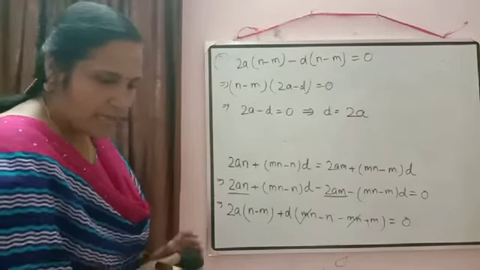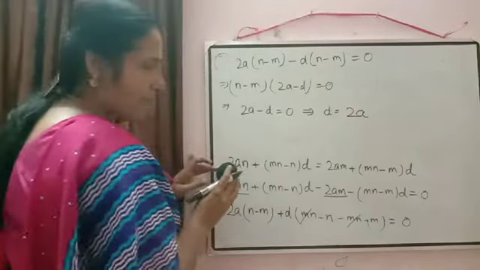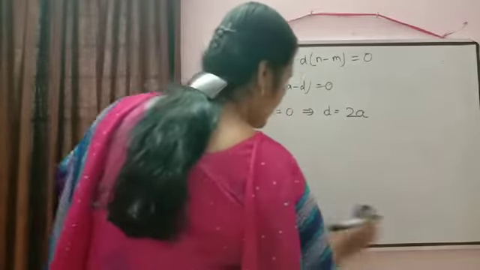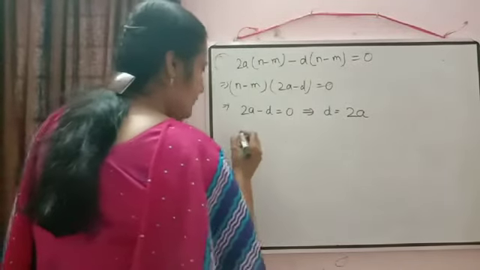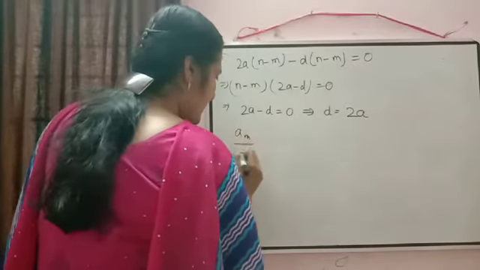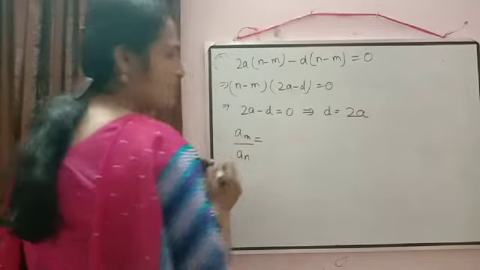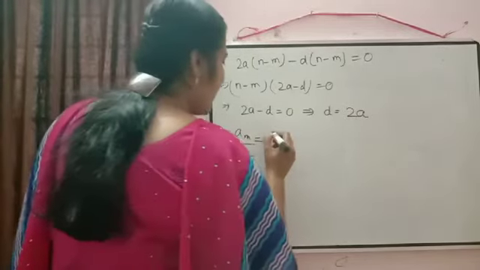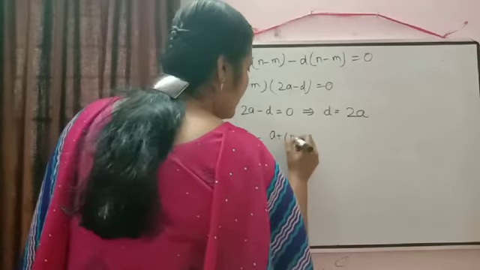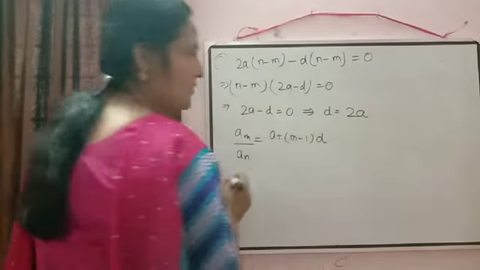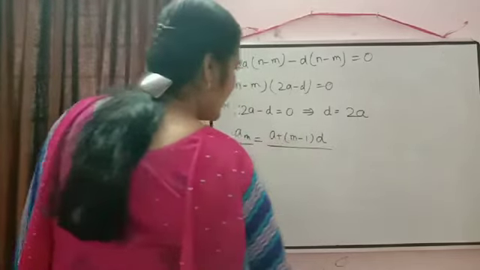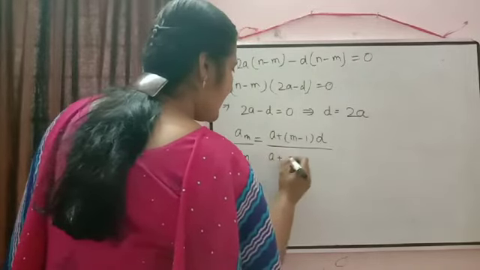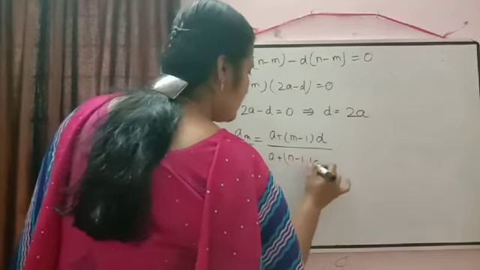Now what we have to calculate? The ratio of mth and nth term. So we have to calculate what will be am by an. So according to the formula, am can be written as a plus m minus 1 into d, by an can be written as a plus n minus 1 into d.